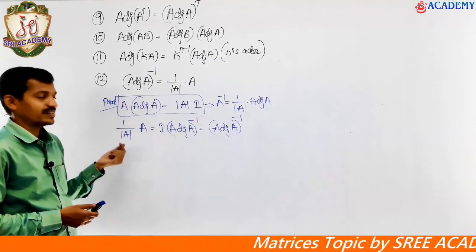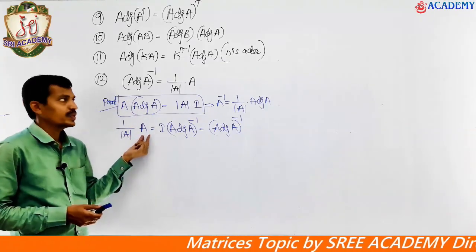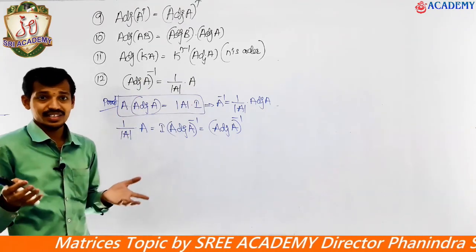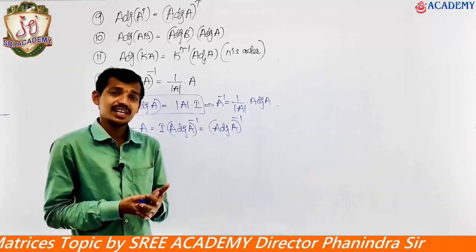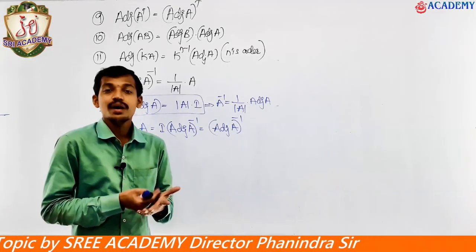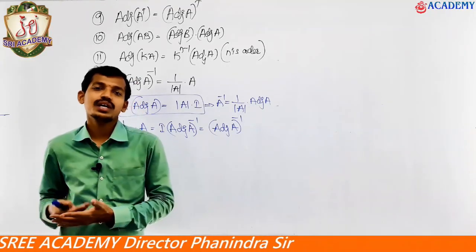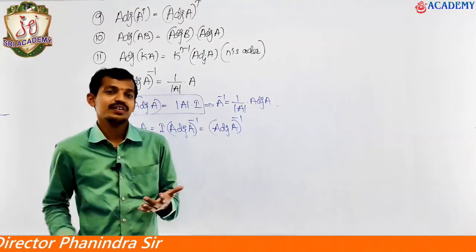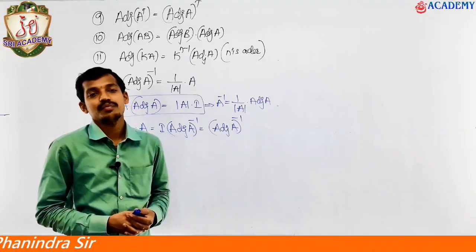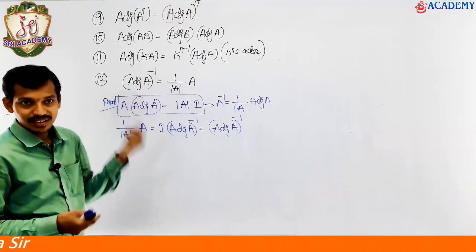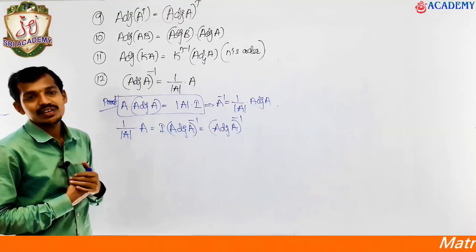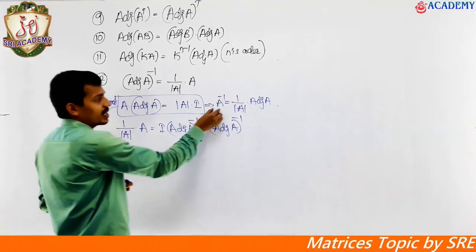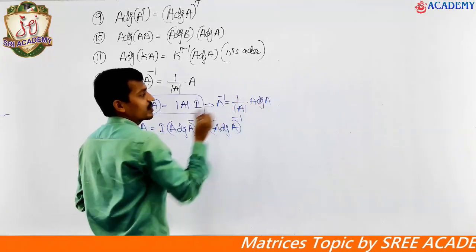If he asks, by giving A, the adjoint of A whole inverse, you have to find the adjoint. Adjoint means you have to find each and every element's cofactor. Cofactor means you have to find minors. It will take more time, finding minors, and after that cofactors, and after that transposing the cofactor matrix, you will get the adjoint. After that, adjoint of A inverse, what is our formula? A inverse is 1 by determinant of A into adjoint A.